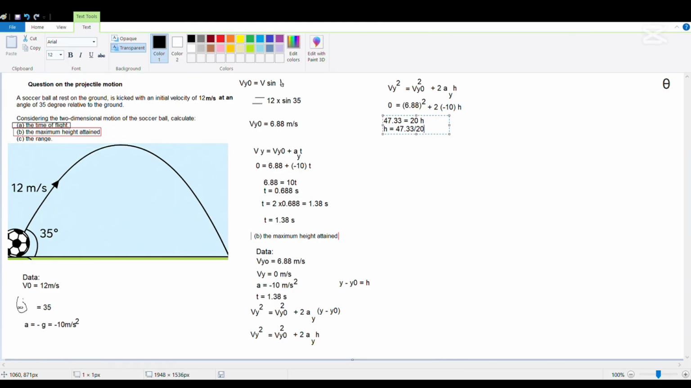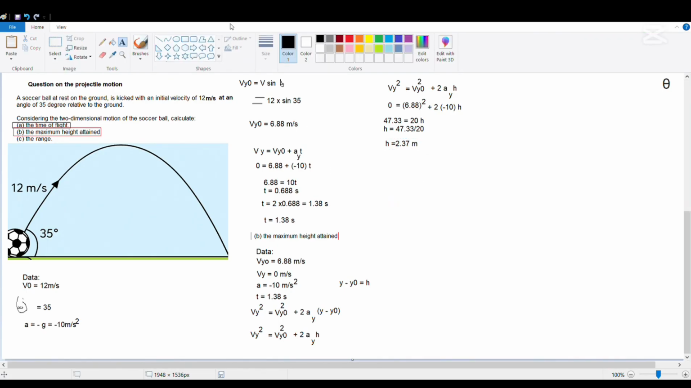And so if we divide by 20, that would be equal to 2.366. So I can say h is equal to 2.37, and that will be in meters. We have done that one as well, so we have got a second answer, which is h is 2.37 meters here, and that's the answer to question number 2.